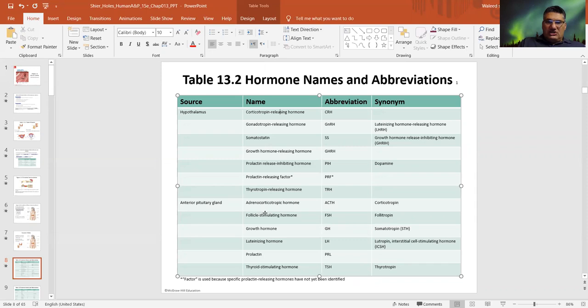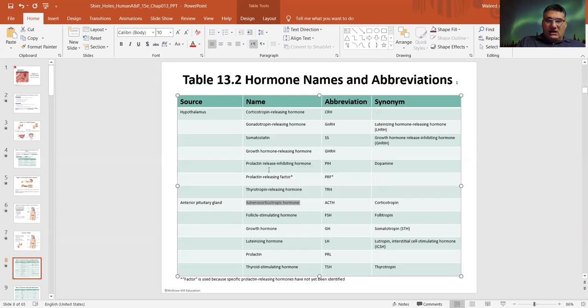So let's say corticotropin releasing hormone, it's targeting the cortex. It's going to go to the anterior pituitary, and the anterior pituitary will say, okay, hypothalamus, okay, president, what do you want? I want to stimulate the adrenal cortex. Okay, I got it, but I'm going to rewrite it. So it's going to make adrenocorticotropic hormone, or ACTH. This is also known as corticotropin.